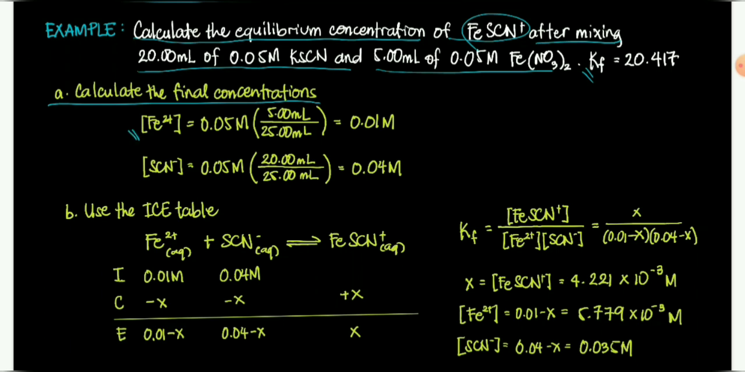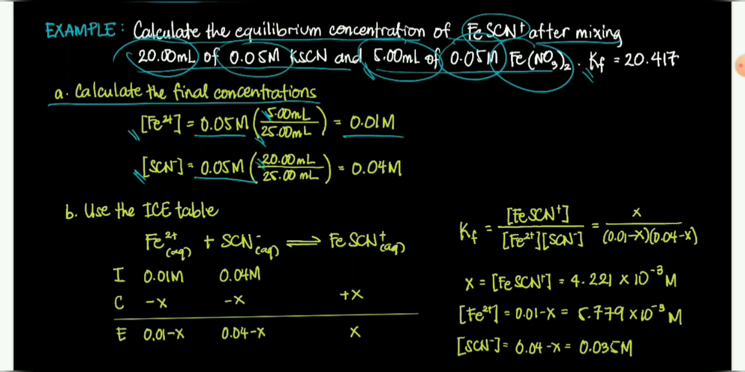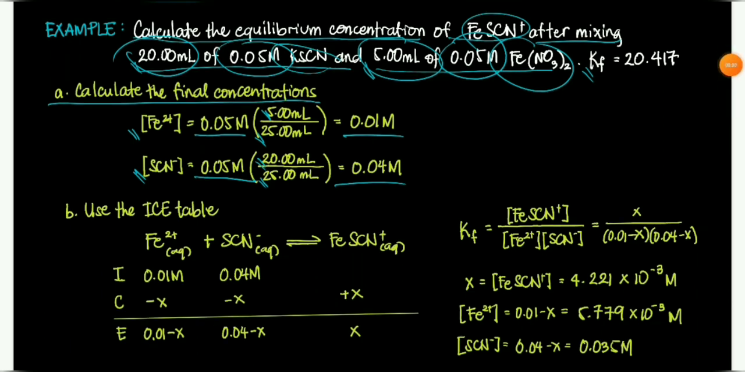So for the concentration of the iron 2 plus from the iron 2 nitrate, that's 0.05 molar, okay, times the initial volume, which is the 5 ml, over the final volume, which is the 25 ml, that's 5 ml plus 20 ml, you will get 0.01 molar iron 2 plus. Okay, so for the thiocyanate anion, that's 0.05 molar, okay, initial concentration, times the initial volume, which is the 20 ml, over the final volume, which is the 25 ml, you will get 0.04 molar thiocyanate anion from the potassium thiocyanate. Okay? So for the next step, let's use the ice table to calculate for the equilibrium concentrations.